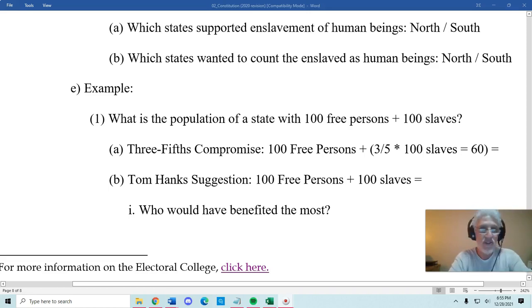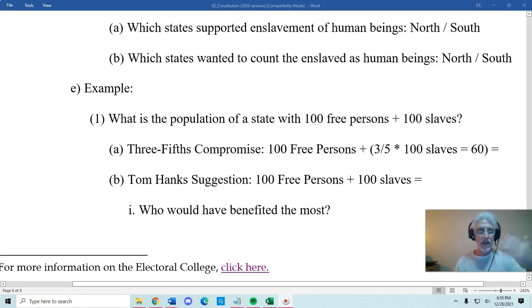Tom Hanks' suggestion is that it would have been better essentially to count slaves as a full human being. What would the population of a state be if that's what they did? Well, it would be 100 free people plus 100 slaves. The population would have been 200. More than would have been the case under the 3/5 compromise. And that's the point. Who would have benefited the most from counting slaves as full human beings? The South would have. The South would have benefited the most.